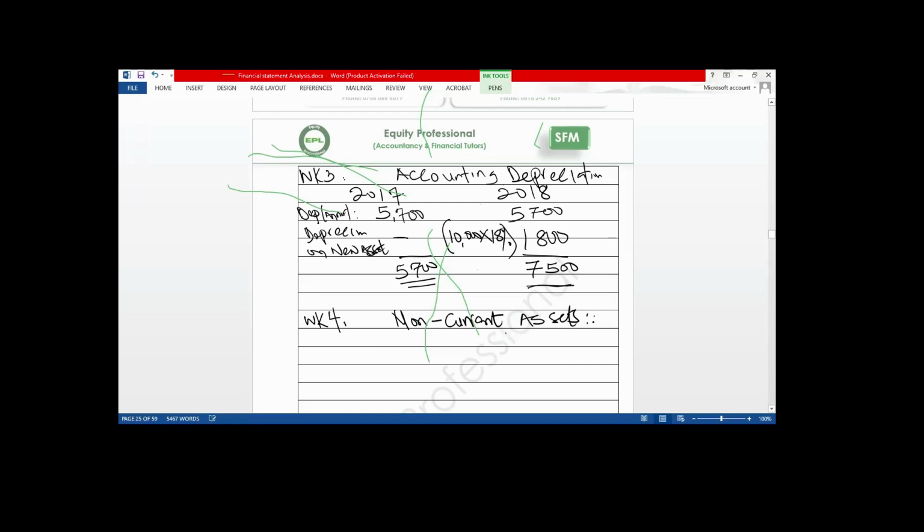For 2018, you have your Naira sign. You are going to start with opening balance of the non-current asset. The opening balance for 2018 is the closing balance for 2017. Please check 2017 statement of financial position. What is the balance of the non-current assets? Hello?